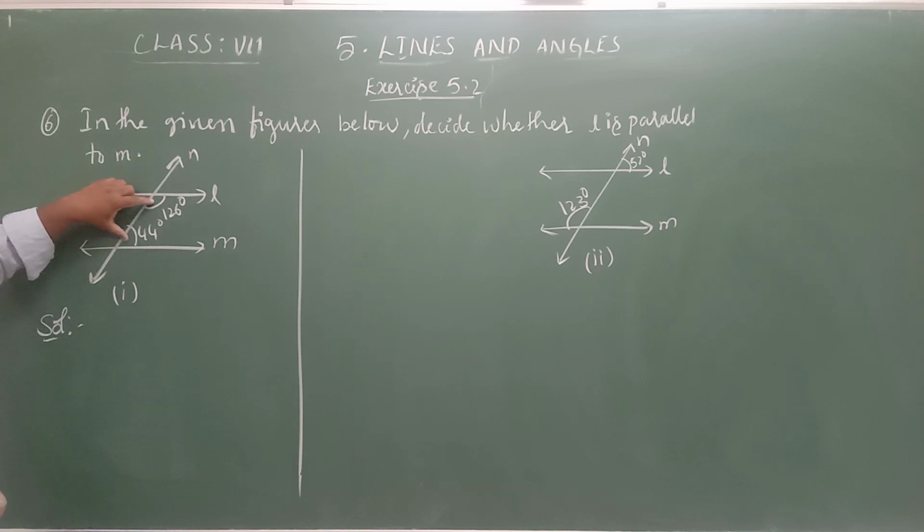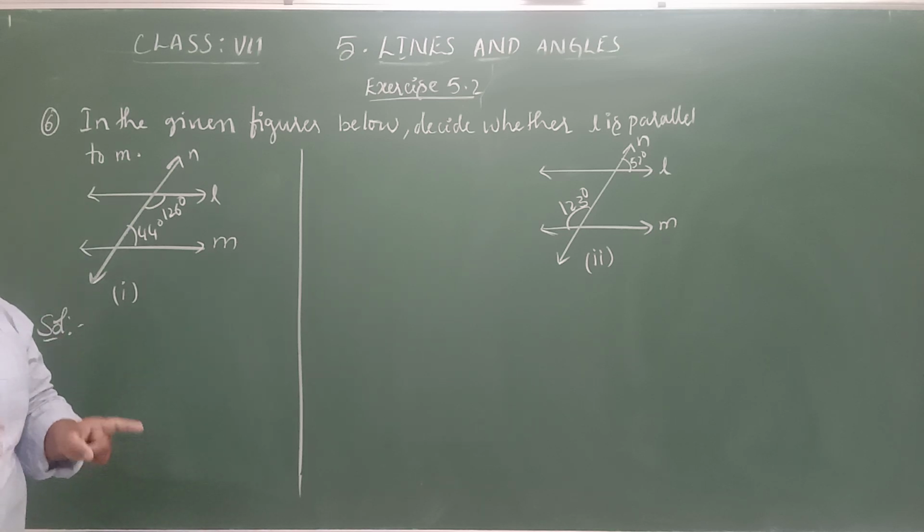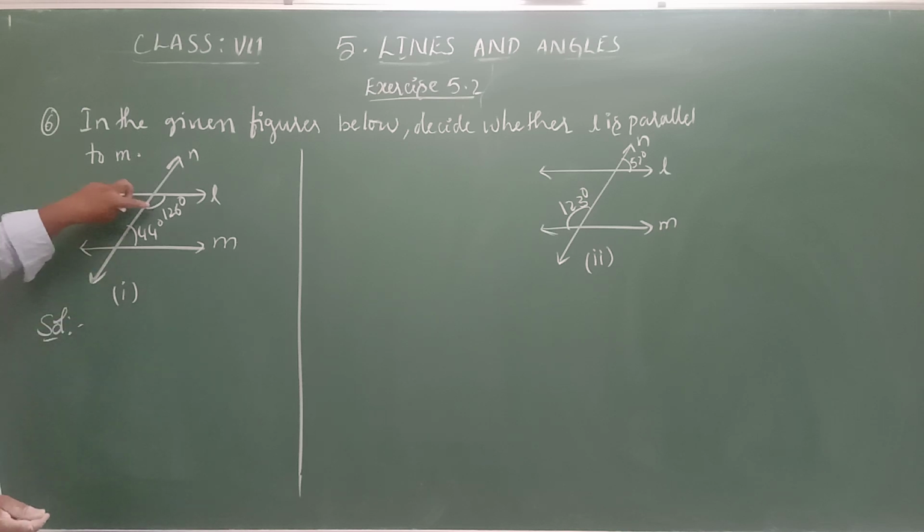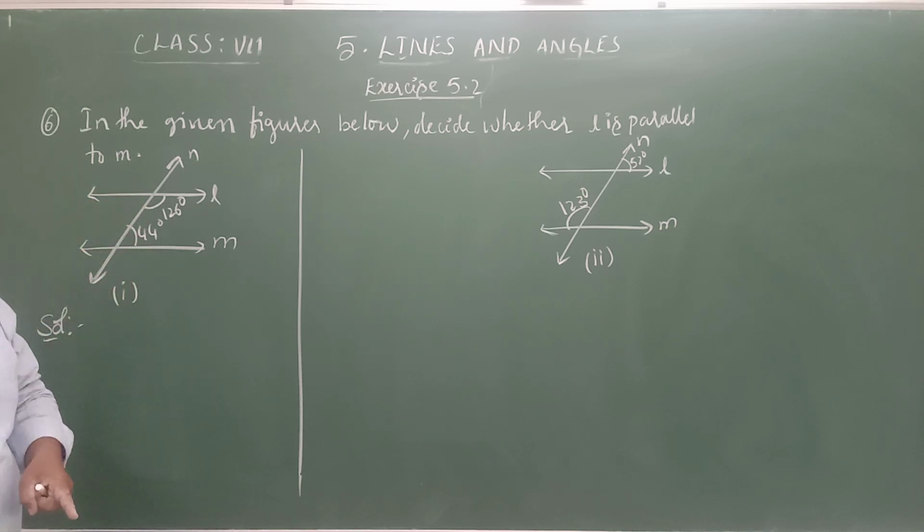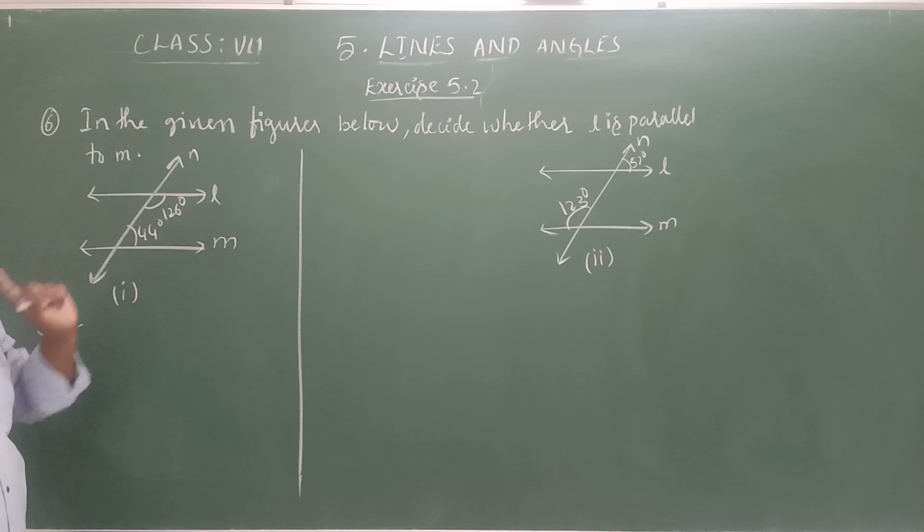They are in the interior part. So we can call these two angles interior angles on the same side of the transversal. If the sum of these two angles is equal to 180 degrees, definitely L and M are parallel. Otherwise, they are not parallel.